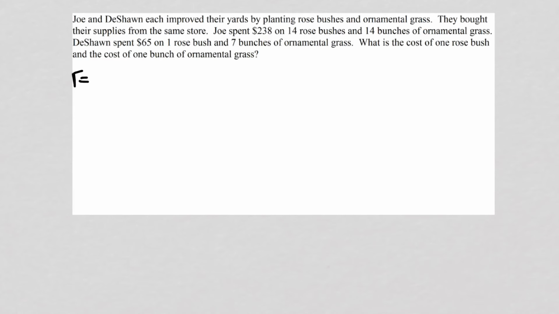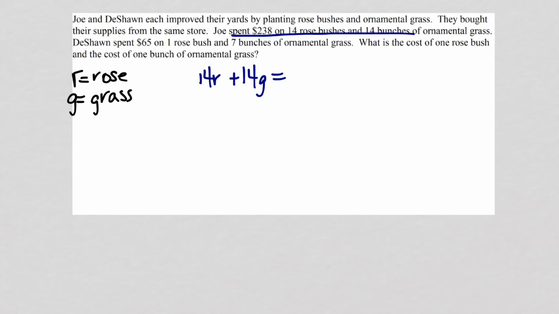So I'm going to use R for my rose bush. And I'm going to use G for my ornamental grass. I'm going to just call it grass. So let's start with Joe. Joe bought 14R plus 14G, and he spent $238. Now I'm going to look at Deshawn, who bought 1 rose bush and 7 bunches of ornamental grass, and he only spent $65.